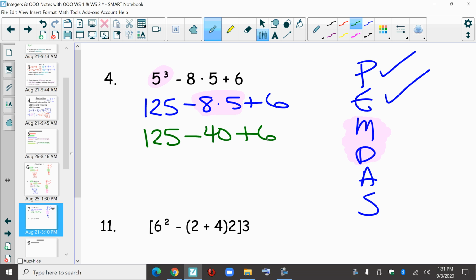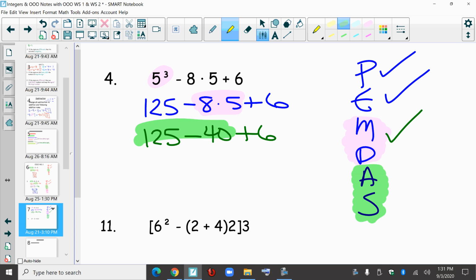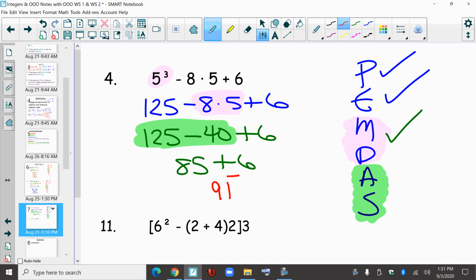Next is you're going to say, okay, well, we did this right here, so now I need to go ahead and I need to do my addition and subtraction. So the very first thing that I see is 125 minus 40. So that's the first thing I have to do. So 125 minus 40 is 85. Drop down the 6. 85 plus 6 is going to be 91. And number 4 is done.